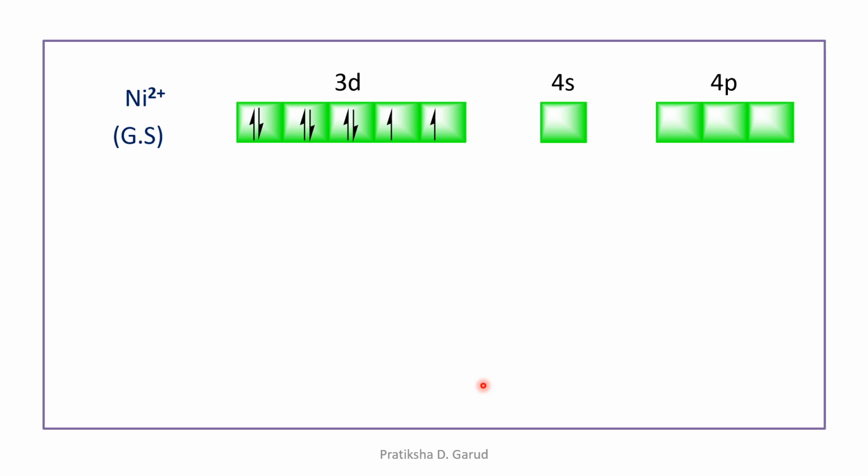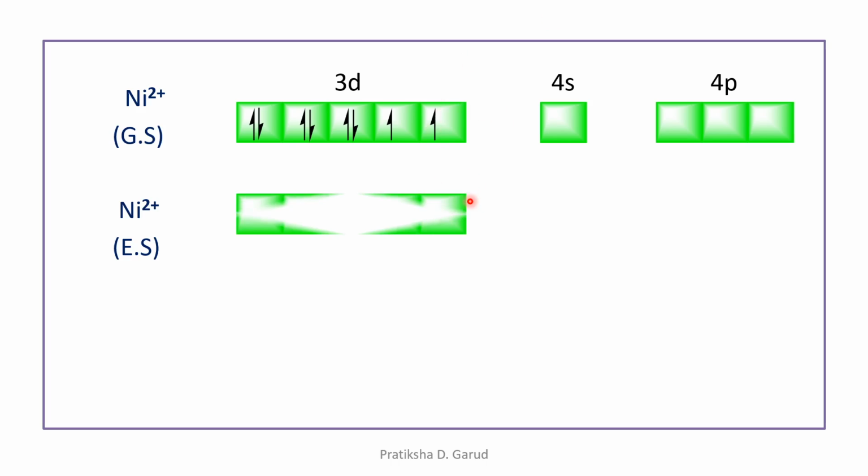Then for these square planar complexes, we know that the hybridization is the dsp2 type of hybridization. dsp2 type of hybridization means 1d atomic orbital, 1s atomic orbital, and the 2p atomic orbitals should be vacant to fill the electrons from the ligands. So further, the nickel undergoes the excited state. Why excited state? Because this one 3d should be vacant.